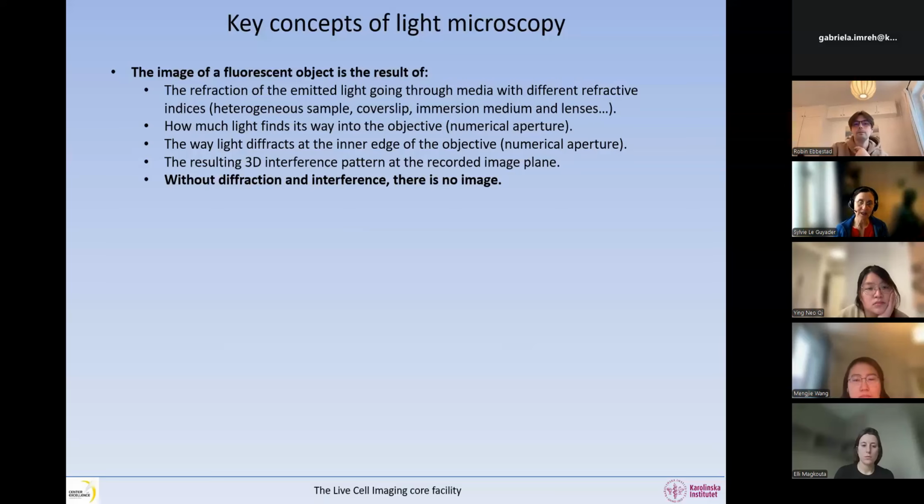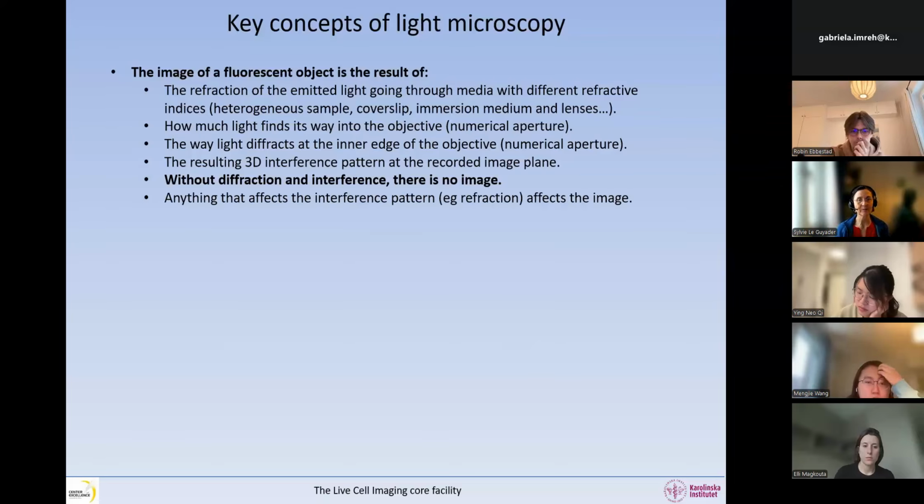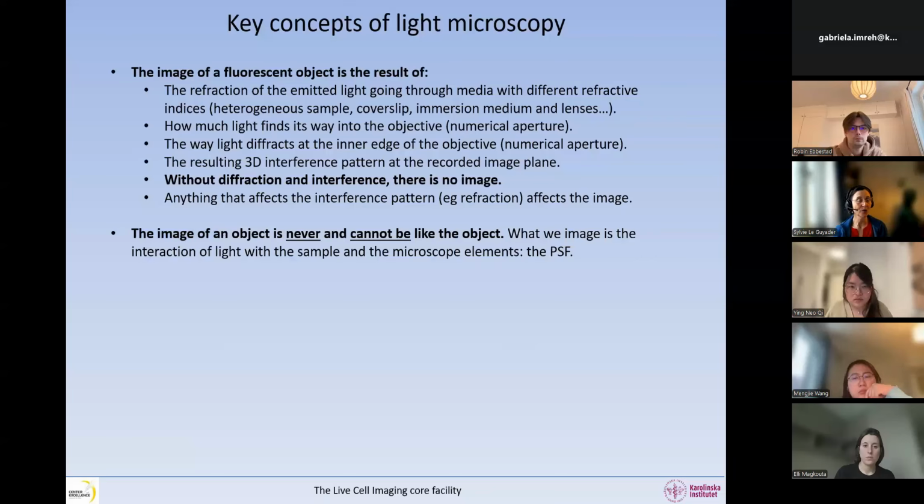So this means that without diffraction and interference, there is no image. What we are recording is diffraction and interference. Without that, we don't have an image. That's it. We have nothing to image. So therefore, anything that affects the interference pattern, so the point spread function, for example, refraction, will affect the image. That's where your role comes in. You would like to avoid affecting the point spread function.